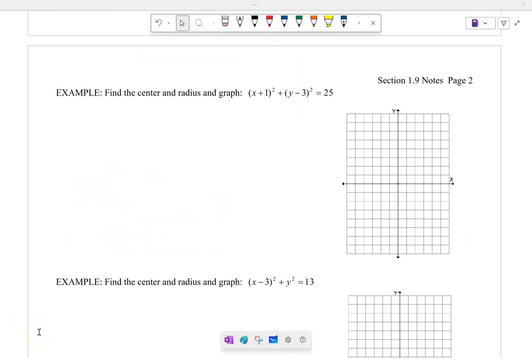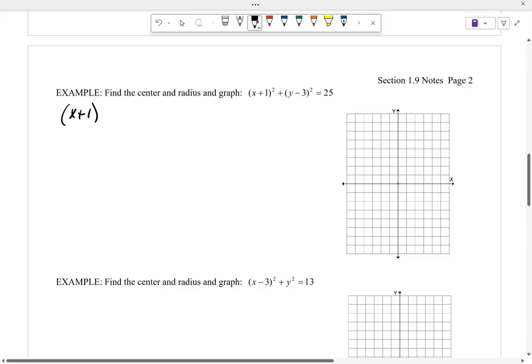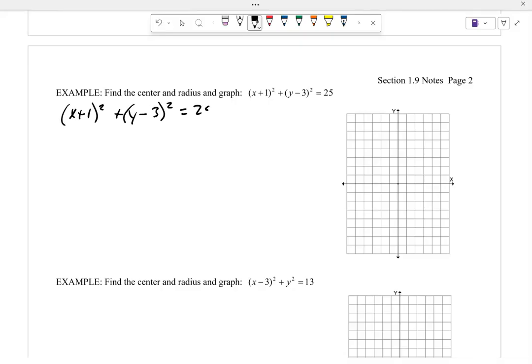Now we're going to be given an equation in standard form. So we've got (x + 1)² + (y − 3)² = 25. Let me write the standard form above it, and let's go ahead and recognize our (h, k). So it's x minus h. Now notice it's x plus 1, so be very careful with that.